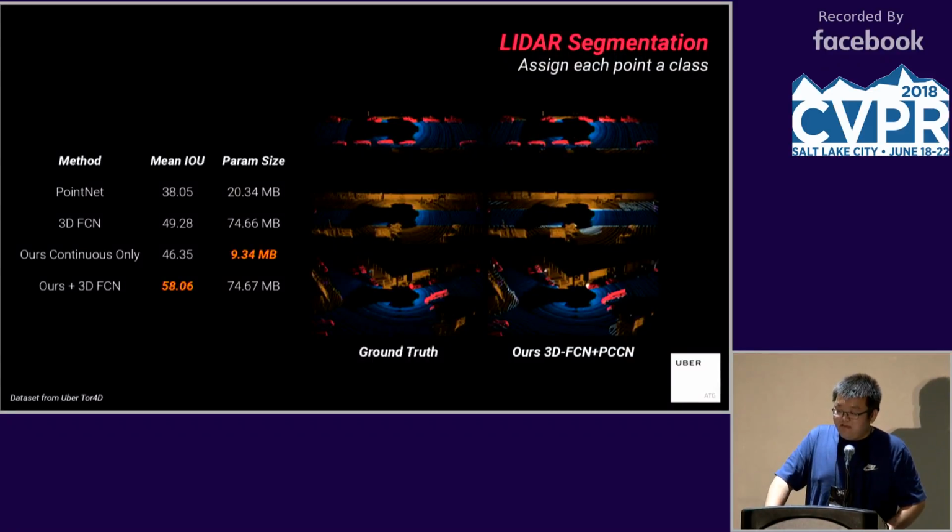We verify our method over several challenging tasks. The first one is LiDAR segmentation, where we achieve 10% higher IOU than the best competing algorithms. The video is going to show qualitative results of our method. The top is our ground truth, and the bottom is our prediction. From this, we can see our method is able to capture both large objects, such as trucks, and small objects, such as pedestrians, really well.